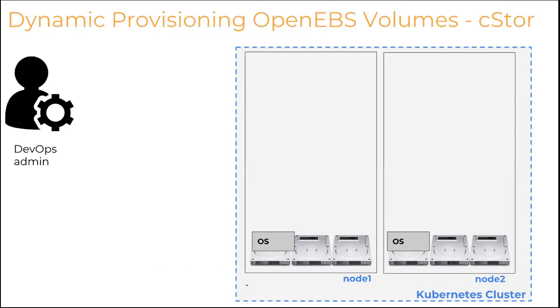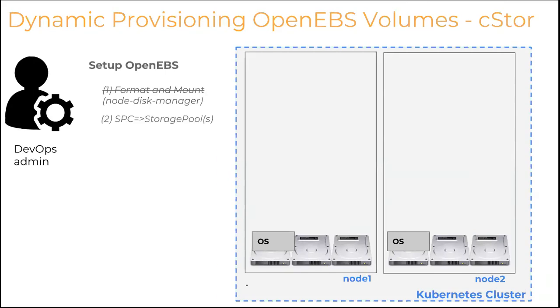Just playing that step by step, what happens when a Cstor volume is created. As part of the setup, the admin does not have to do the manual step of formatting and mounting. Rather, he just runs the node disk manager, and this node disk manager runs with the upcoming version. It will run as part of the OpenEBS operator itself, right? Today we have API server and provisioner, but that will also include node disk manager.